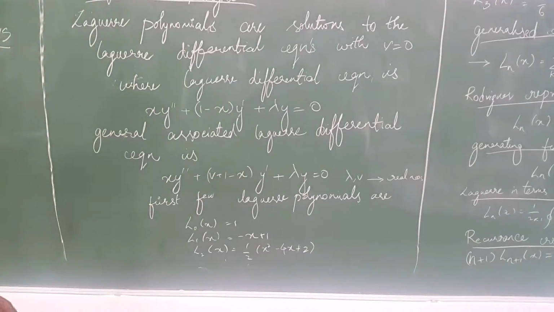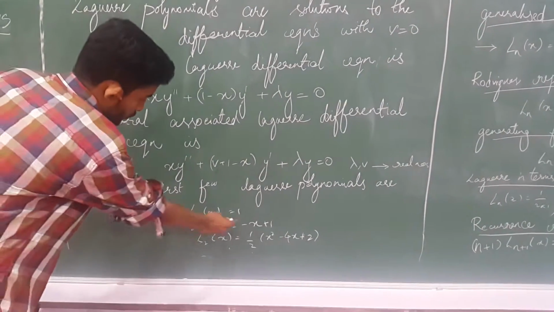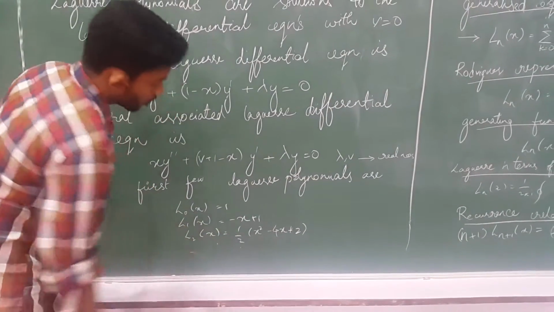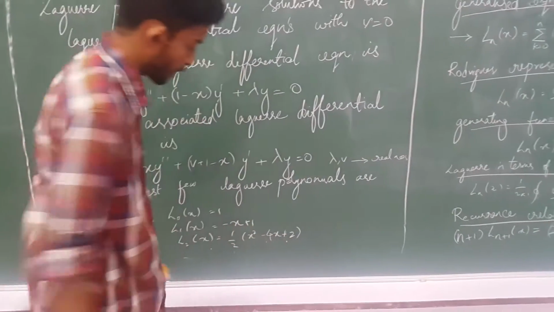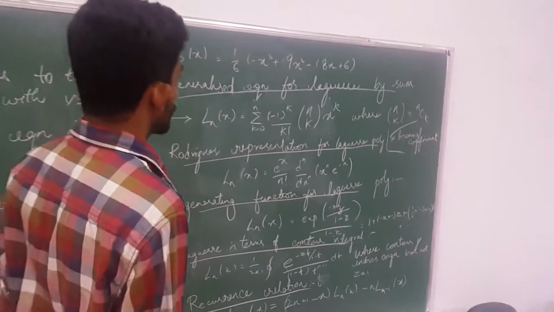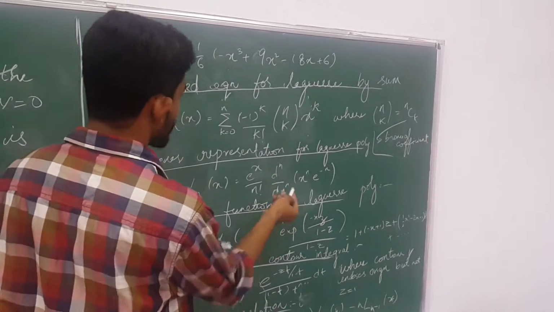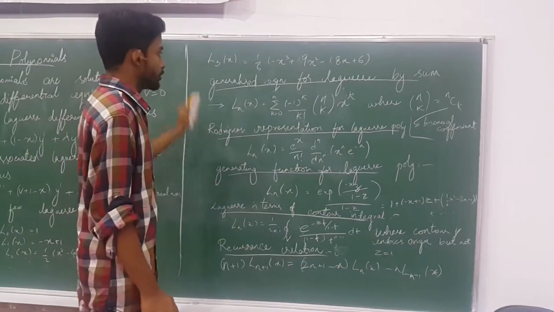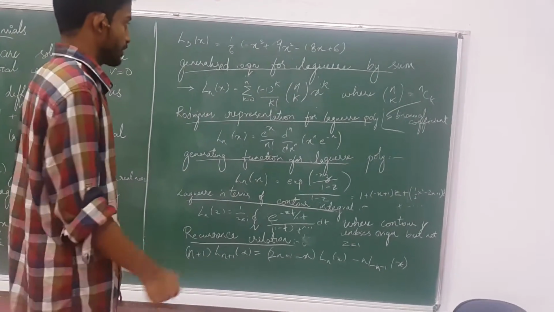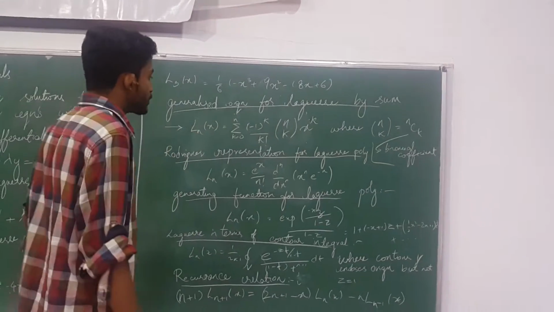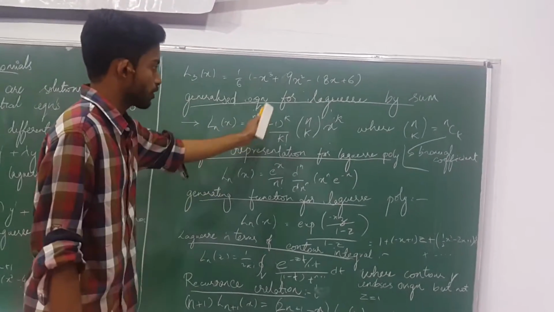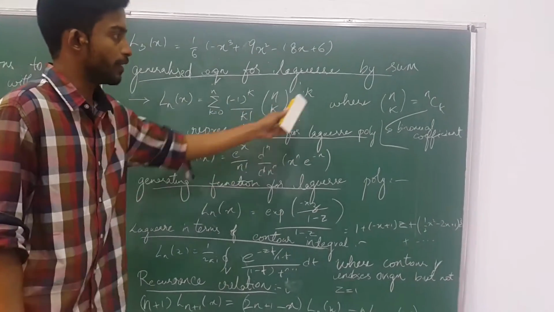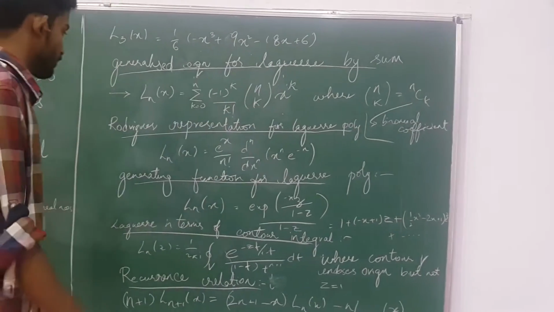The first few Laguerre polynomials are L0(x) = 1, L1(x) = -x + 1, L2(x) = 1/2 (x² - 4x + 2), and L3(x) = 1/6 (-x³ + 9x² - 18x + 6). The generalized equation for Laguerre polynomials can be expressed as the sum over k = 0 to n of (-1)^k / k! times nCk times x^k, where nCk is the binomial coefficient.